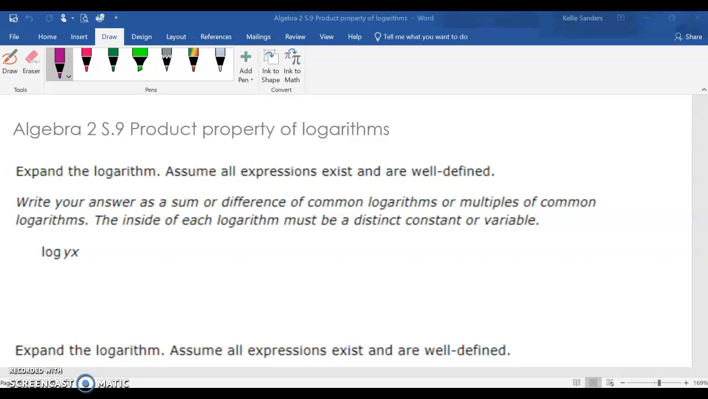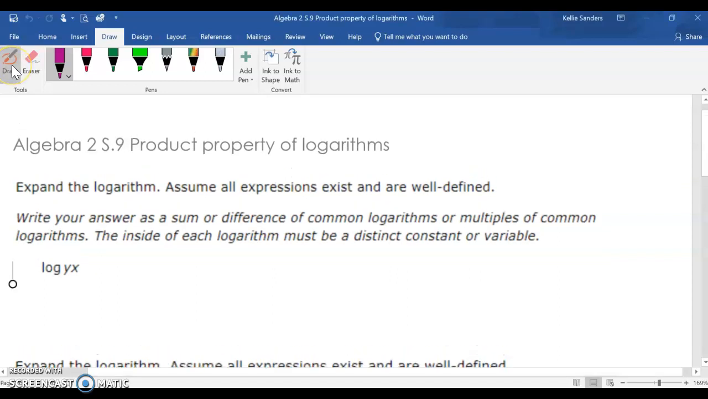All right, S9. Now we're going to go into deeper parts of the product property. You were able to recognize which ones they were in S8. And so product. Product means to multiply, right? Multiply.